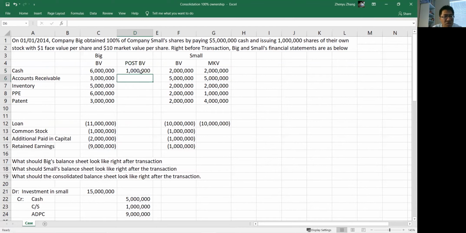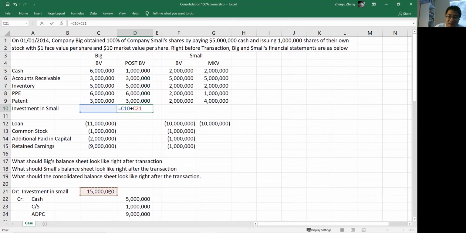From this transaction, anything affects AR? No. Anything affects inventory? No. Anything affects PPE? Not really. And anything affects patents? No. What else was created? Investment in Small, right? This is an asset. So investment in Small was created from how much? From 0, which is nothing here, increased by 15 million. So we have here, okay?